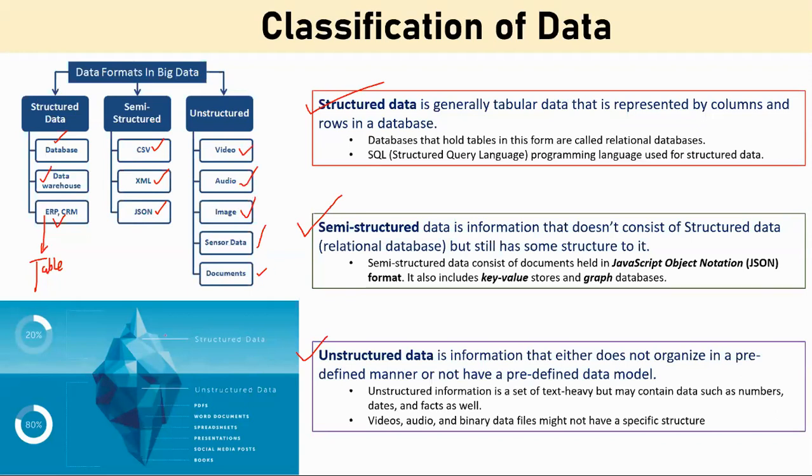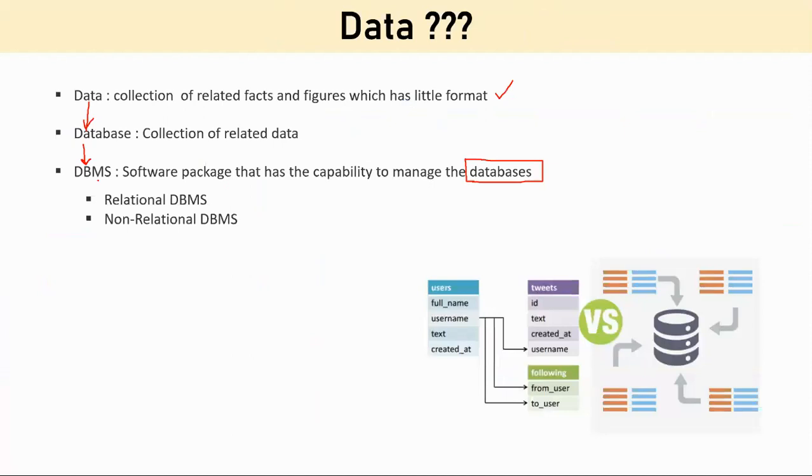Okay. In the real world, we only have about 20% structured data. 80% of data is unstructured data, guys. So this is the classification of data: we have three classifications, structured, semi-structured, and unstructured. Back to our DBMS, we have two kinds: relational databases and non-relational databases.